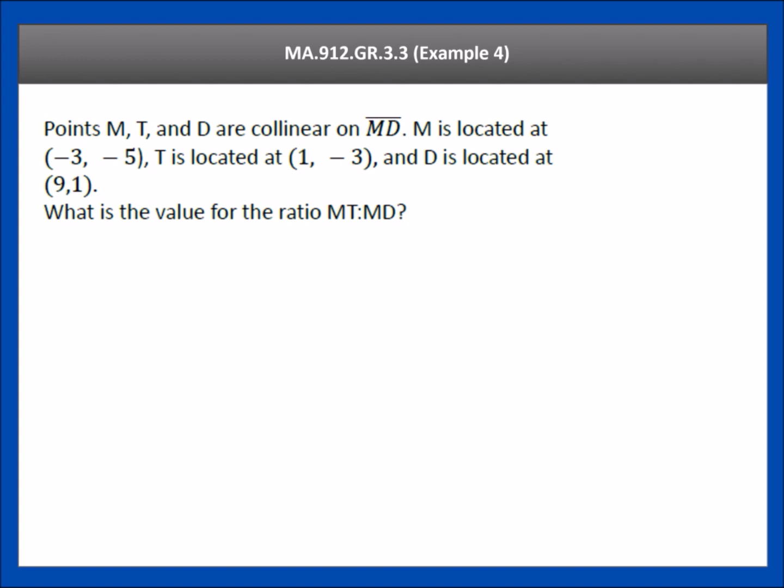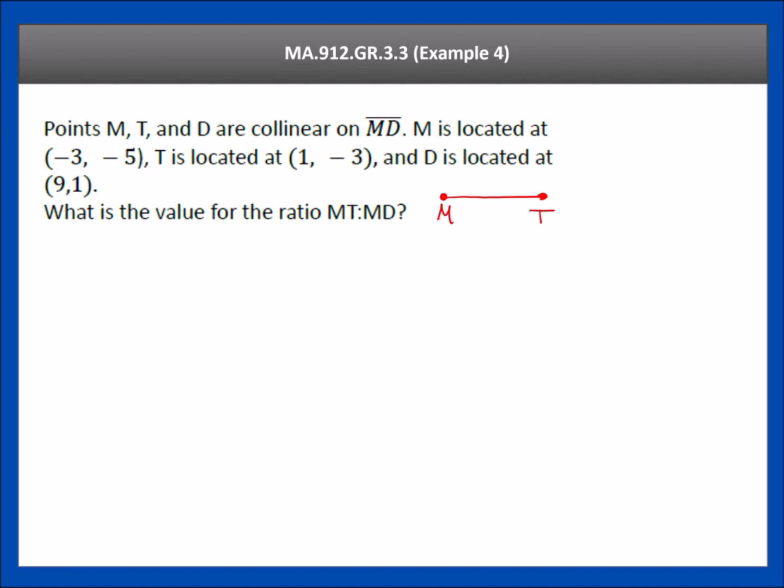So it says M is located at -3, -5. T is located at 1, -3. And D is located at 9, 1. What is the value for the ratio MT to MD? Again, it's good to have a visual. So we want MT to MD. So this is M, and let's say this is T.